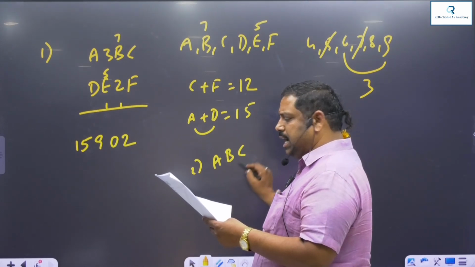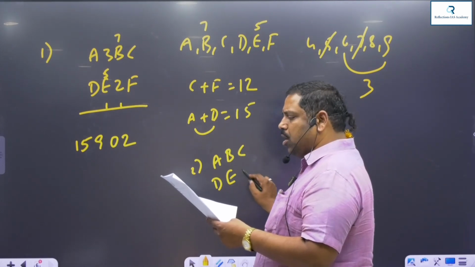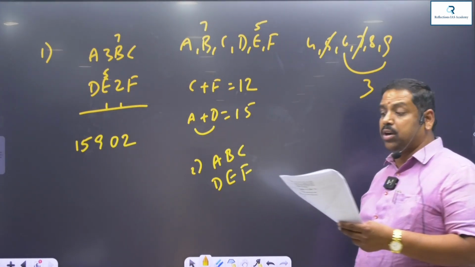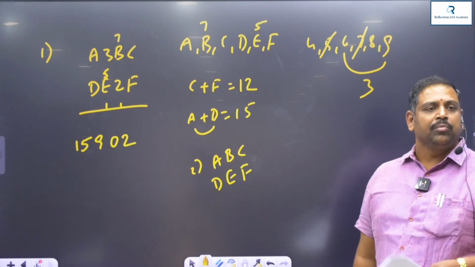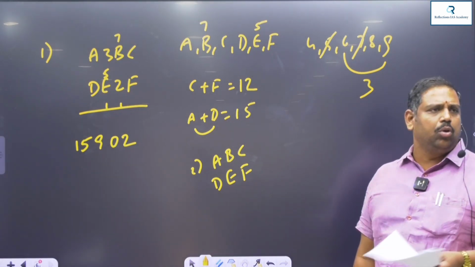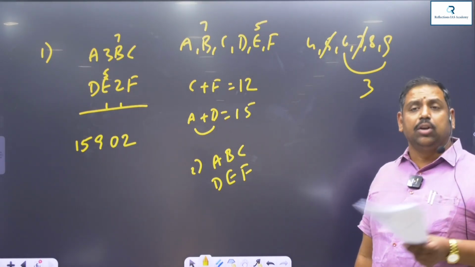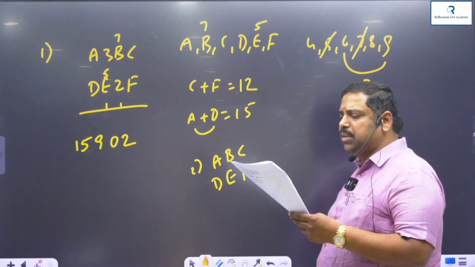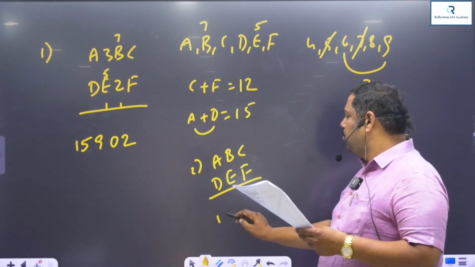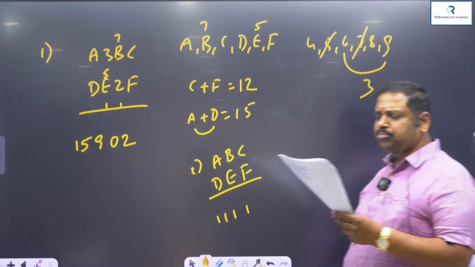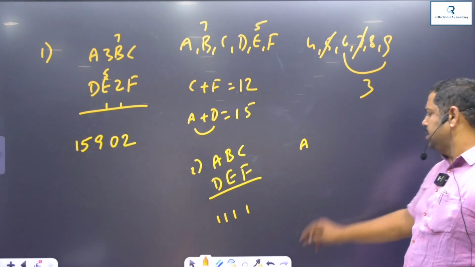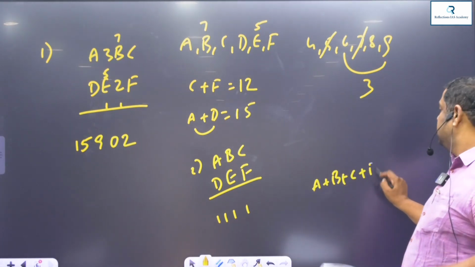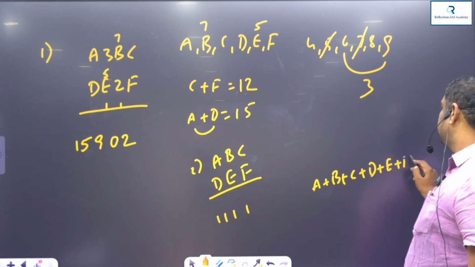A, B, C and D, E, F are both 3-digit numbers such that A, B, C, D, E, F are distinct non-zero digits. Distinct, right? No digit is repeated, and non-zero digits, no zero is there. Such that ABC plus DEF is equal to how much here? 1111. What is the value of A plus B plus C plus D plus E plus F?